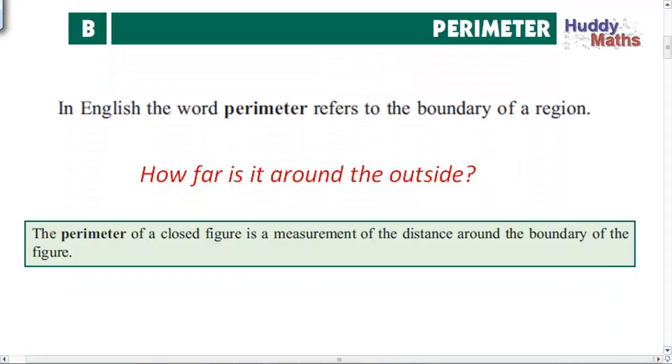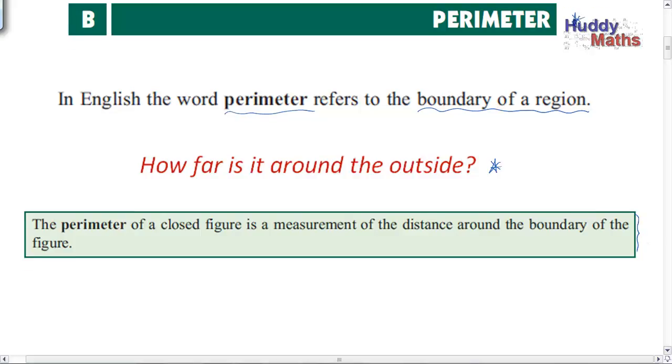And here's some screen clippings from Hayes and Harris publications, and their section B here from their textbook, which you should grab a copy of, is on perimeter. In English, the word perimeter refers to the boundary of a region, the length of the boundary, or how far is it around the outside. So here's our formal definition coming from their textbook. The perimeter of a closed figure is a measurement of the distance around the boundary of the figure, and how far it is around the outside.